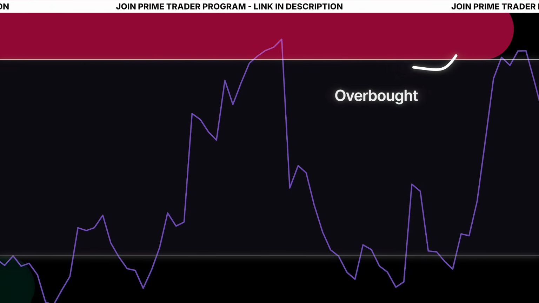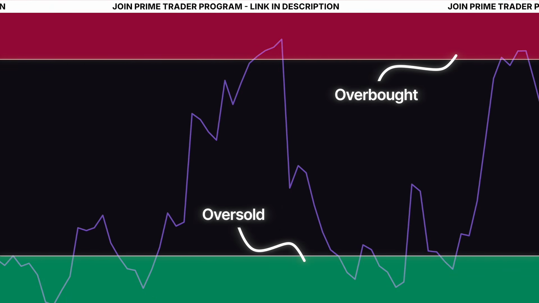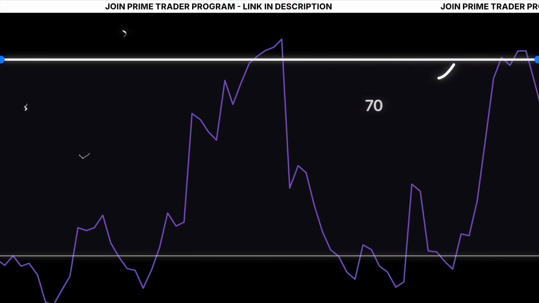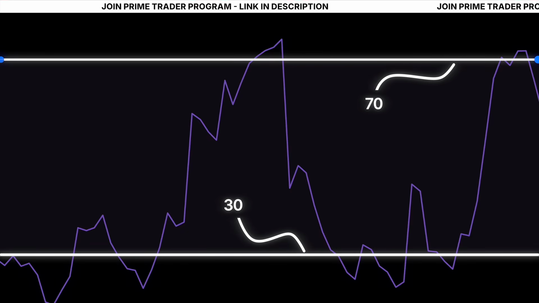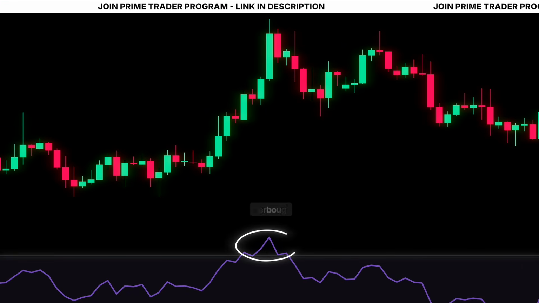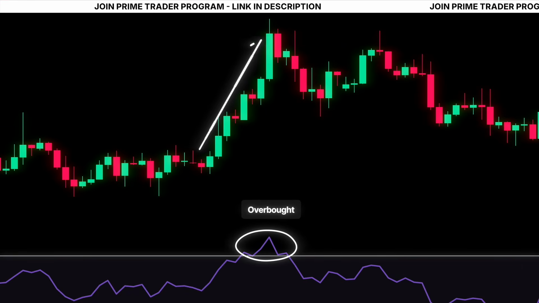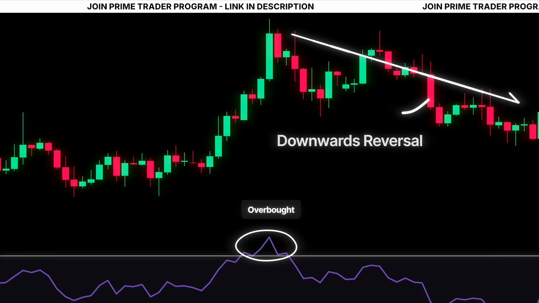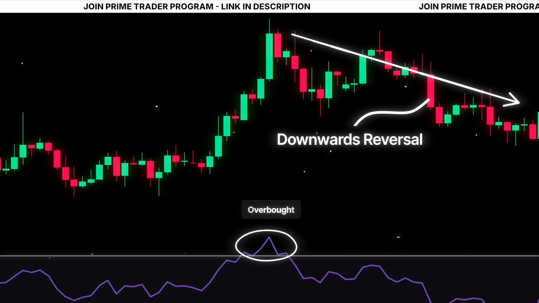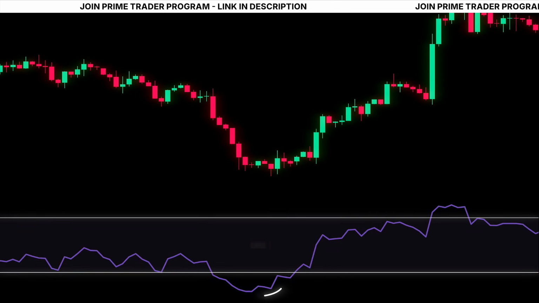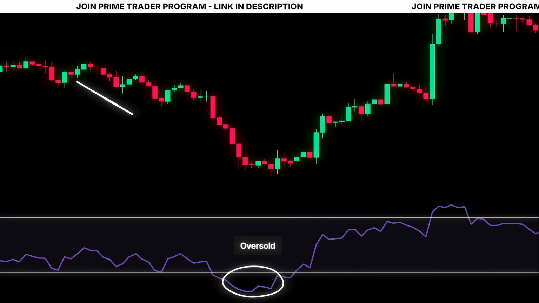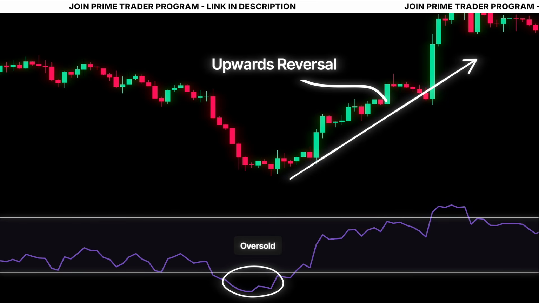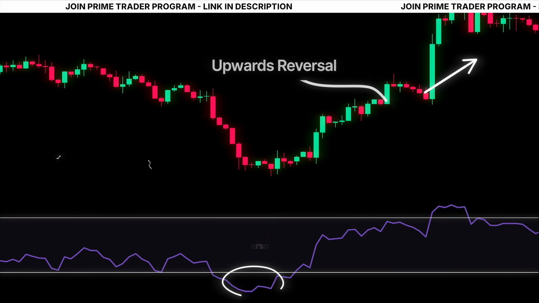Next, we have the overbought and oversold zones. These are areas on the extreme ends of the indicator. By default, the overbought zone is set to 70 and the oversold zone is set to 30. When the RSI line moves into the overbought zone, it suggests that the buyers have pushed the prices up by a large margin in the short term. This could lead to a downwards reversal or a short-term correction. Similarly, when the RSI line moves into the oversold zone, it indicates that the sellers have pushed the prices down by a great margin. There is a good chance of an upwards reversal or a small upwards correction.